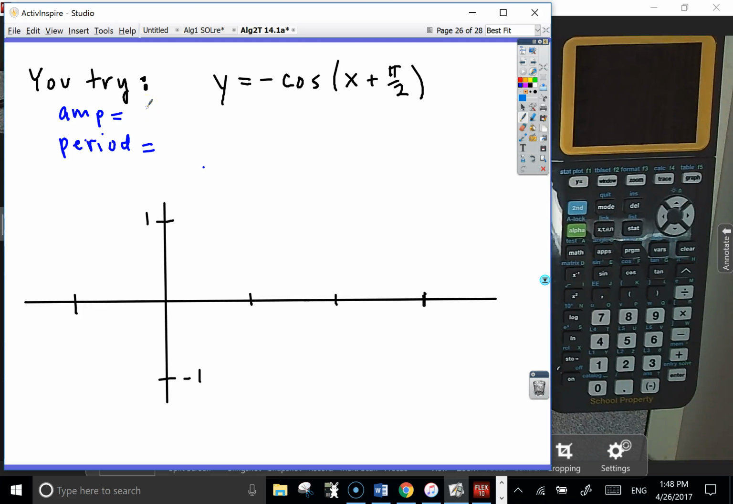What is the amplitude? Positive 1. What is the period? 2 pi, right? And what is the plus pi over 2 doing? Left pi over 2. So that's why I've got this mark already there. Negative pi over 2 is where it'll start. It'll finish at 3 pi over 2.